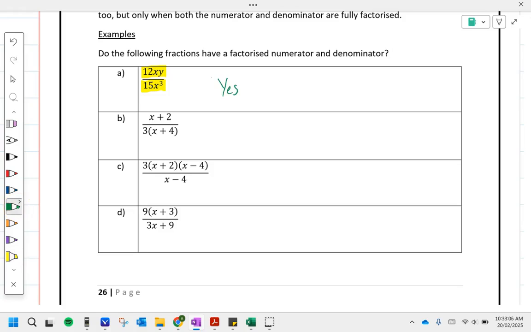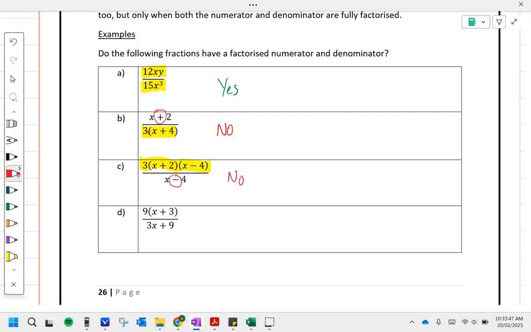In question B, we've got x plus 2 at the top and 3 lots of x plus 4 in the bottom. 3 lots of x plus 4, 3 times x plus 4, that's good because there's an imaginary times here. But at the top it's plus, not times, therefore this is not factorized. For question C, we've got at the top 3 times x plus 2 times x minus 4, so that's good. But the bottom, we have a minus sign, not a times, so this is not factorized.